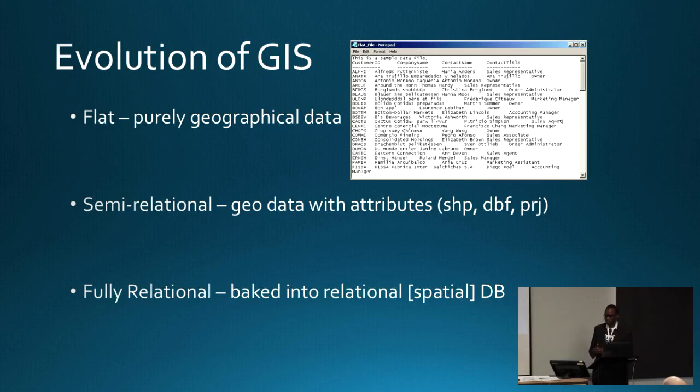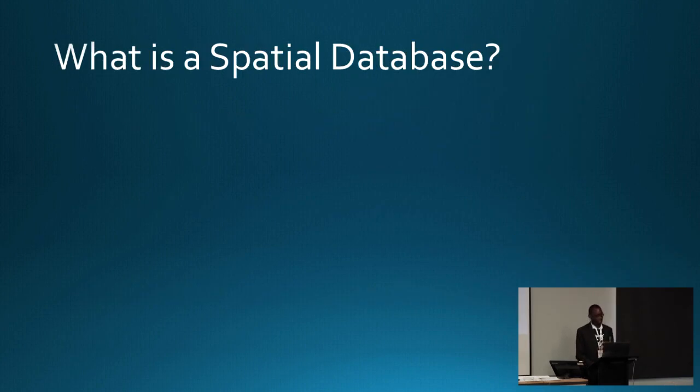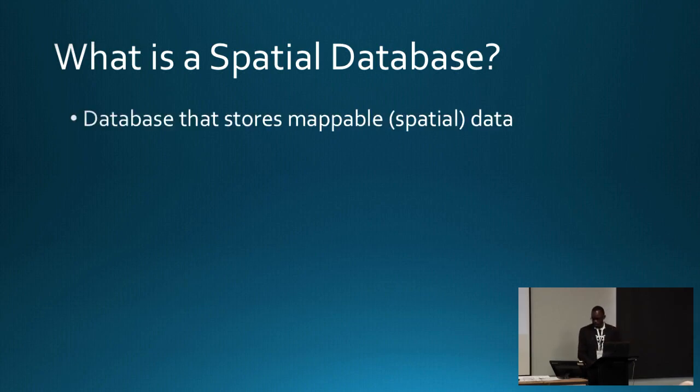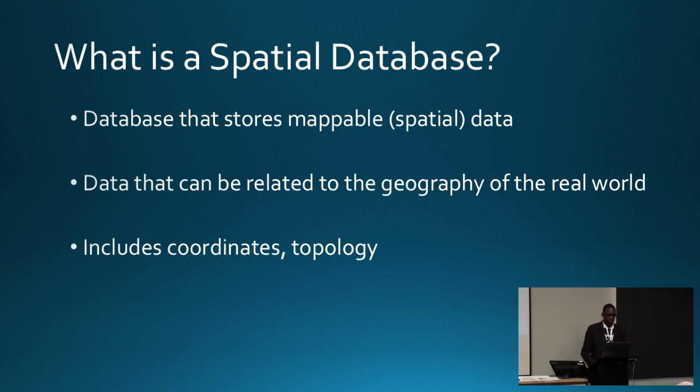And then we now have fully relational data baked into the database. So there's a lot more power that you have at your disposal. And you can see there's quite a leap from the flat file to the relational database, which is now where we are with GIS. So what is a spatial database? That is typically a database that then stores this geographic information in a relational format. And it's obviously related to the real world, and that includes coordinates and topology.